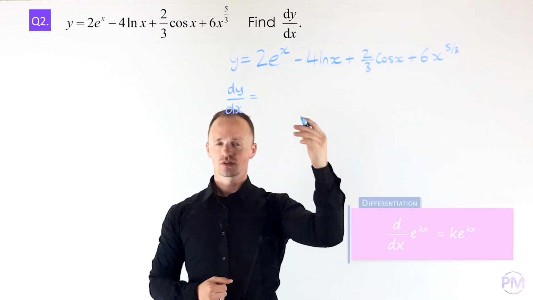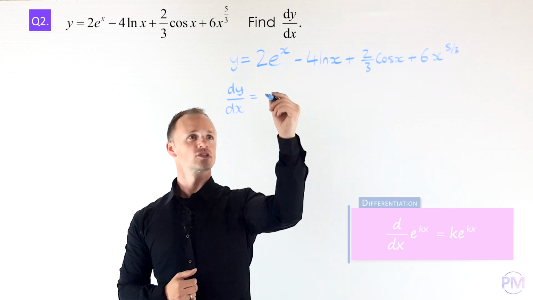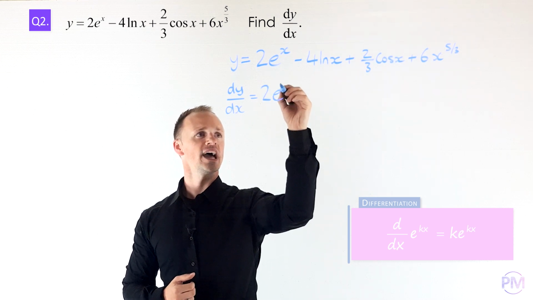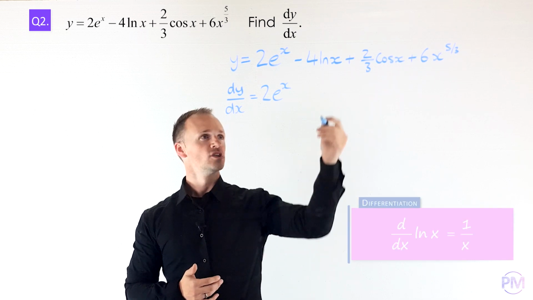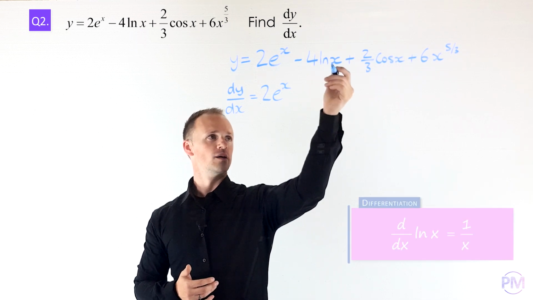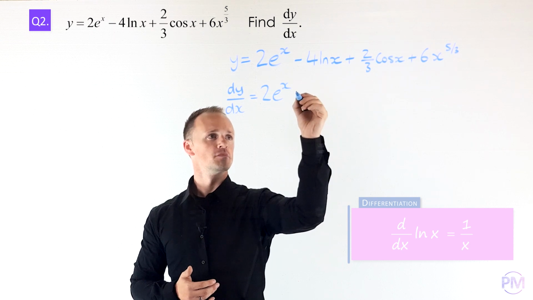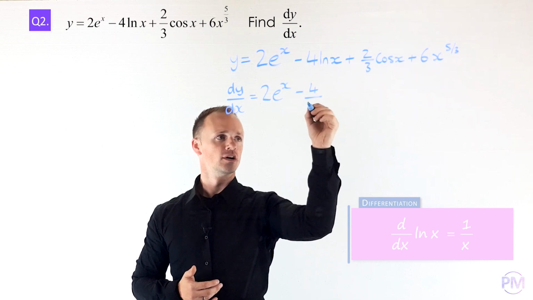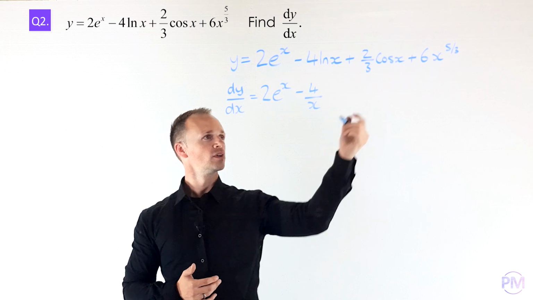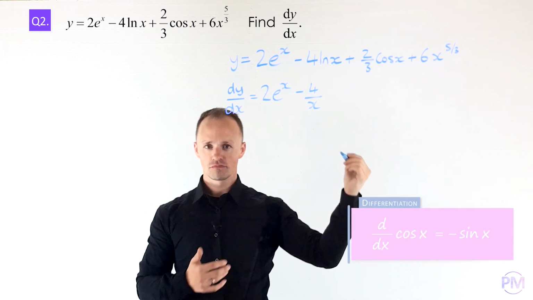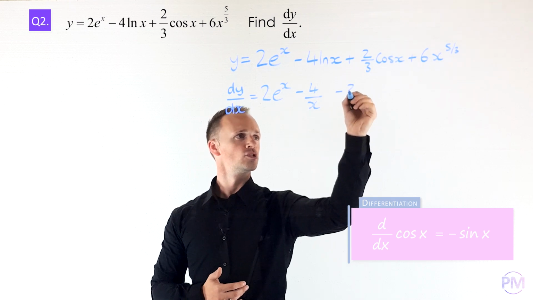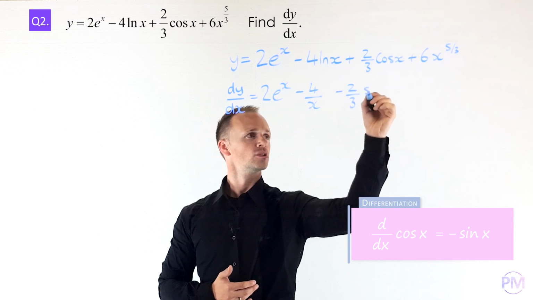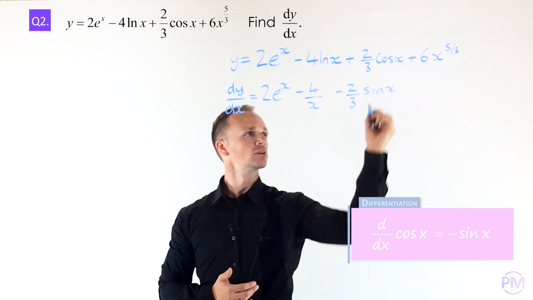E to the x, we know differentiates to e to the x. So this stays as 2e to the x. Log x differentiates to 1 over x. So we can think of this as 4 times 1 over x, which is minus 4 over x. Cos x differentiates to minus sine x, so that's going to change the sign here. So we'll get minus 2/3 sine x.